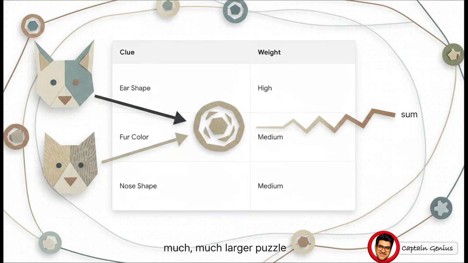Now, what's really interesting about this slide is how we translate that everyday human umbrella logic into maths for a computer. A single neuron assigns mathematical importance, which computer scientists call a weight, to specific visual clues it finds in a photo. So ear shape, that gets a high weight. Fur color, medium weight. Nose shape gets a medium weight too. The neuron takes these clues, applies the respective weights, and just calculates a sum. But here's the catch. A single neuron is incredibly simple. It can only notice one tiny thing at a time. It's just one very small piece of a much, much larger puzzle.